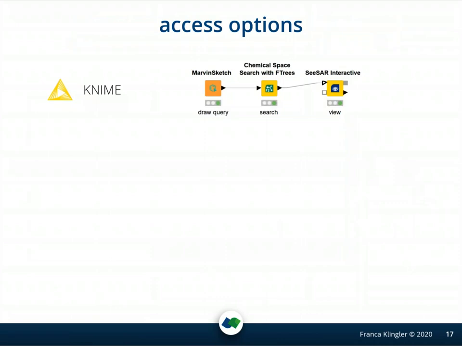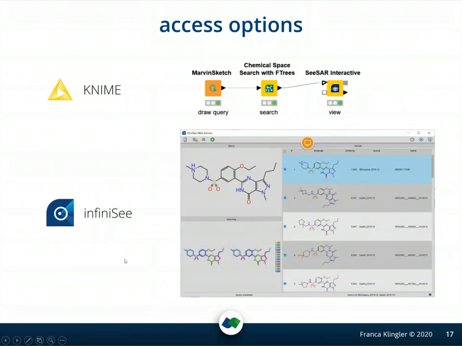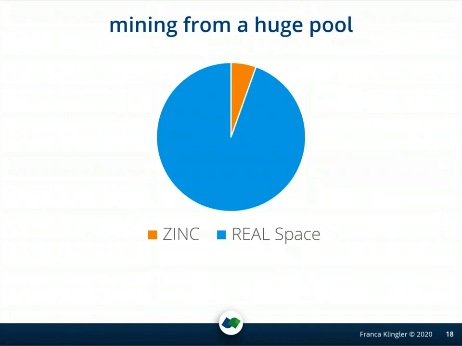You can access this in two different ways, either as KNIME nodes, where you draw a query or read a file and search it in the space. And on the other hand side, there is a really interactive interface, which is called Infinicy, where you paste your query here and you have a few search parameters if you want to, and you have a play button here which generates the results, and when you click on those results, you get those mapping images as I described them to you before. And the question is, can I really mine from such a big pool?